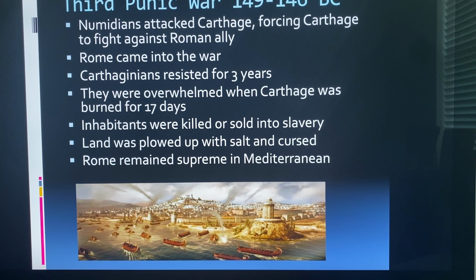Their land, their beautiful land, was plowed up and salt was put throughout all of their farmlands, and it was cursed. It was plowed out and salted so that it would not be able to be used, so they couldn't start building up their city again. And Rome remained supreme in the Mediterranean, had full control now, because they now controlled Carthage. They now controlled the Carthaginians. So.